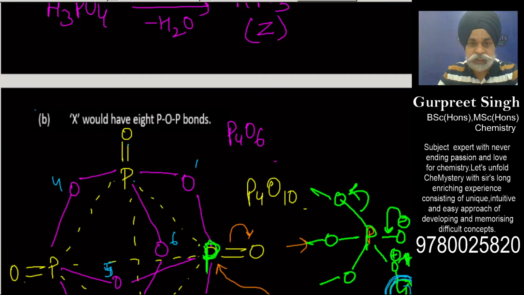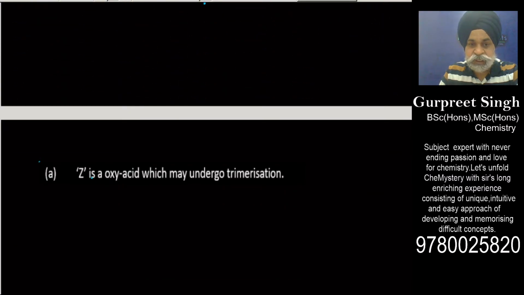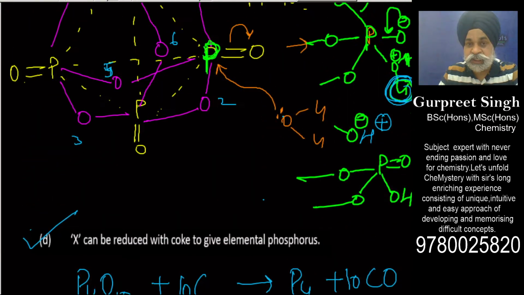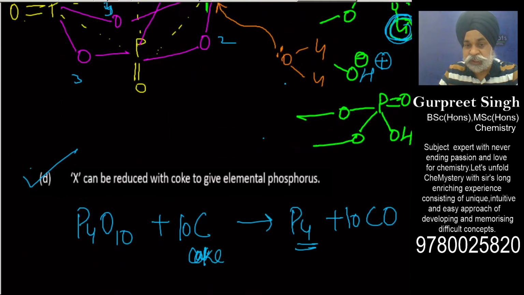And what about this? Here they have said 8 P-O-P bonds, so this is wrong. And what is the next option? Z is an oxy acid which may undergo trimerization. Beautiful. So here he is again not asking us what is being formed. Now he is checking our knowledge, whether metaphosphoric acid is going to undergo trimerization or not.